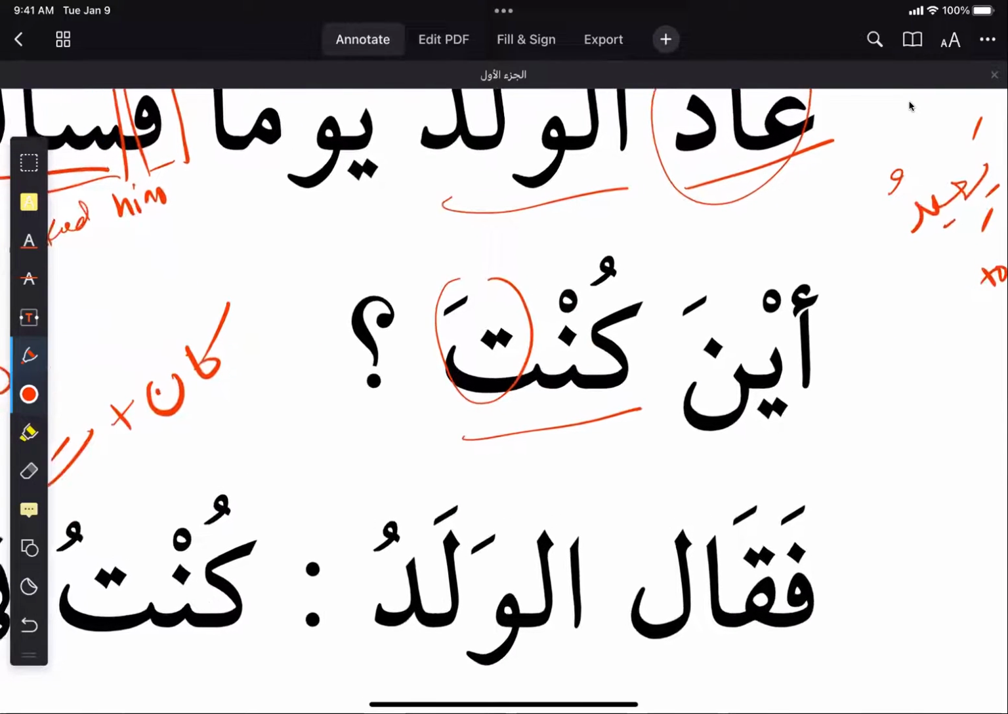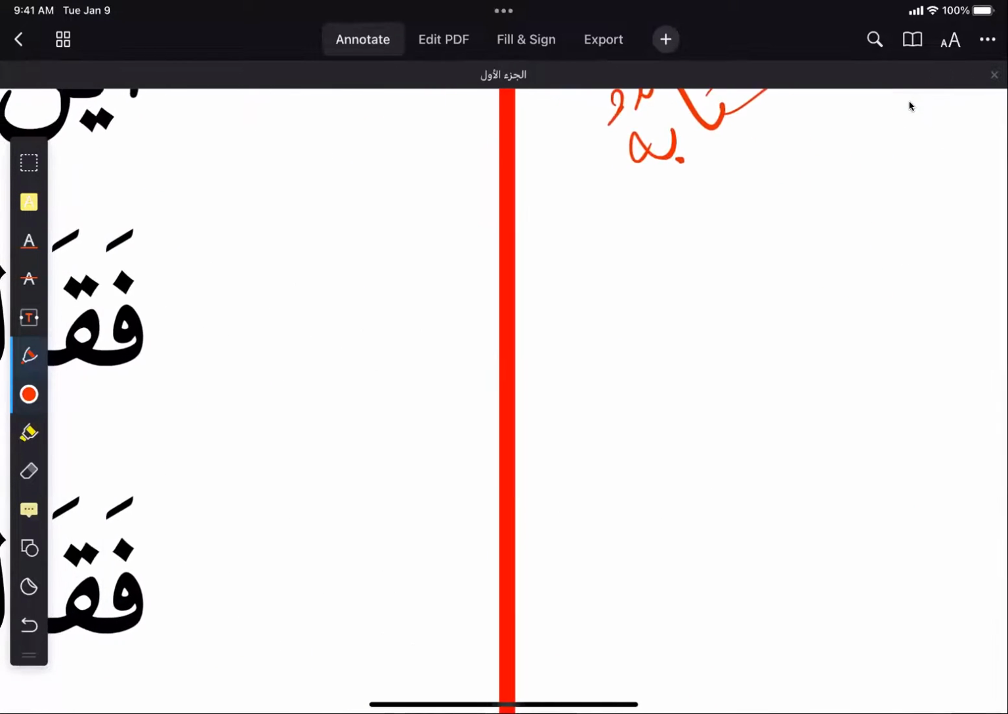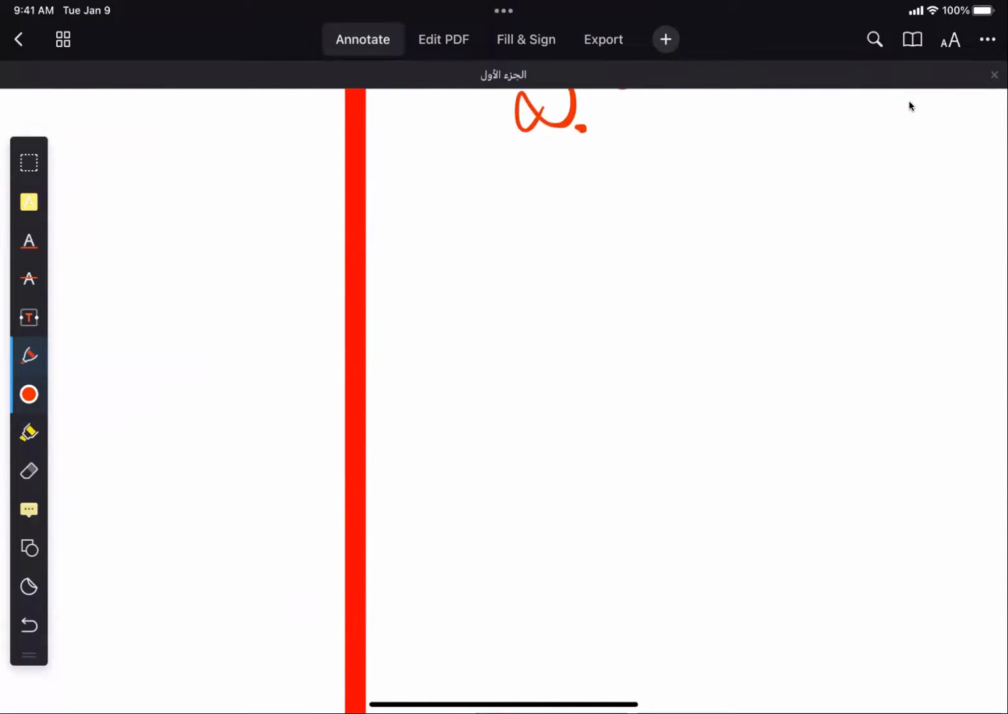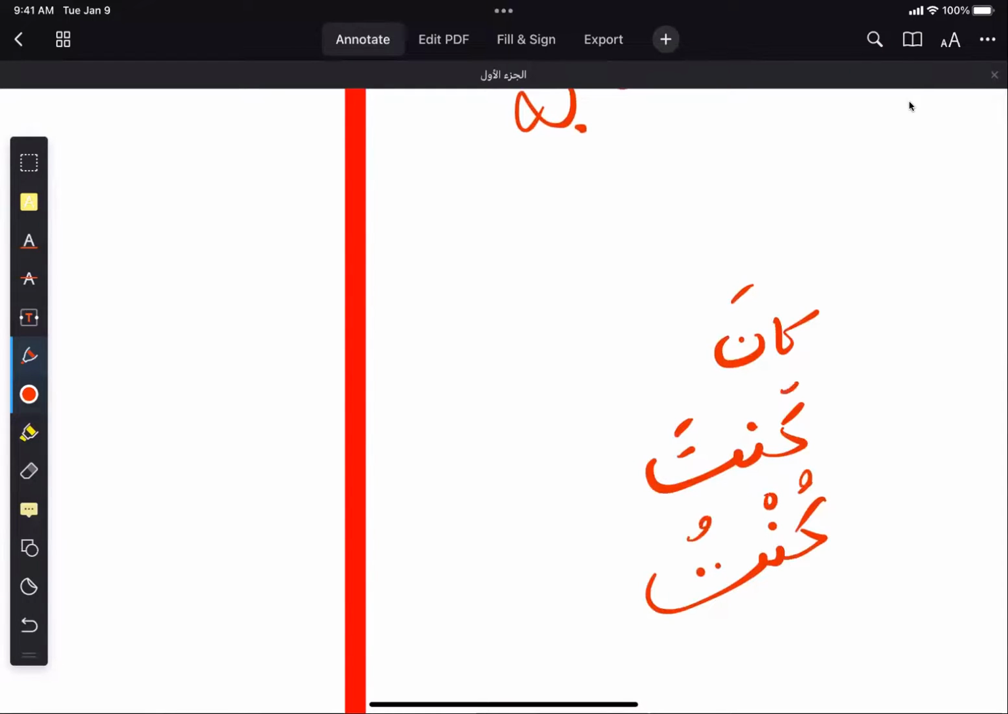So it's the same thing. Kuntu means you were. Kana is he was. Kuntu, or sorry, what am I saying? Kunta is you were. Kuntu means I was. Let me give you some of them so you are familiar with this verb. Kana and kunta and kuntu. I'll just give you just a few of them. Kuntu.